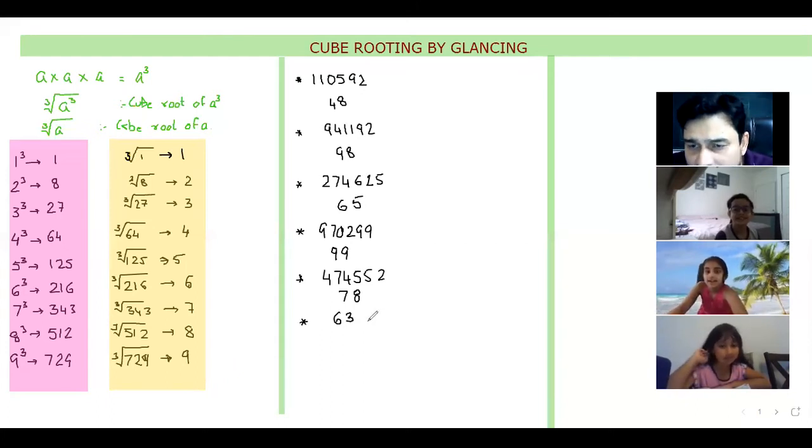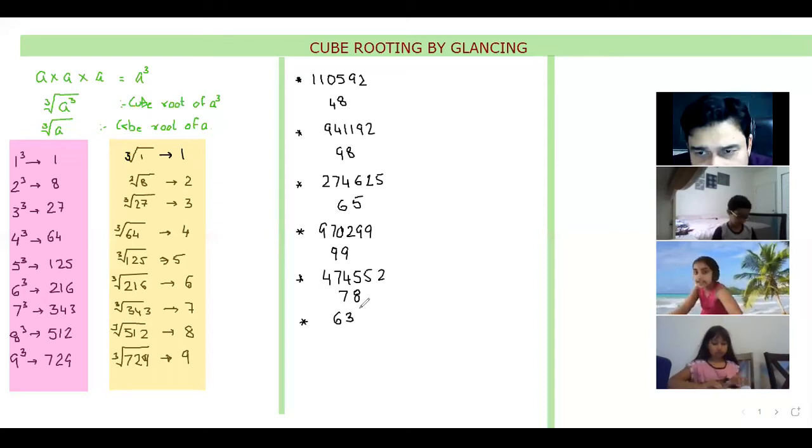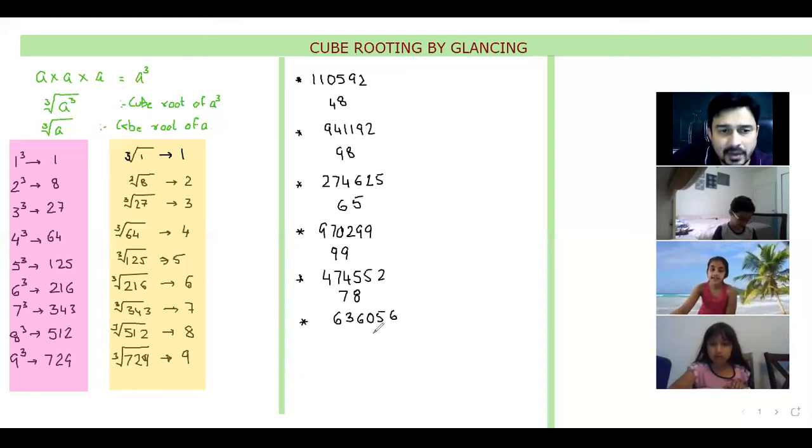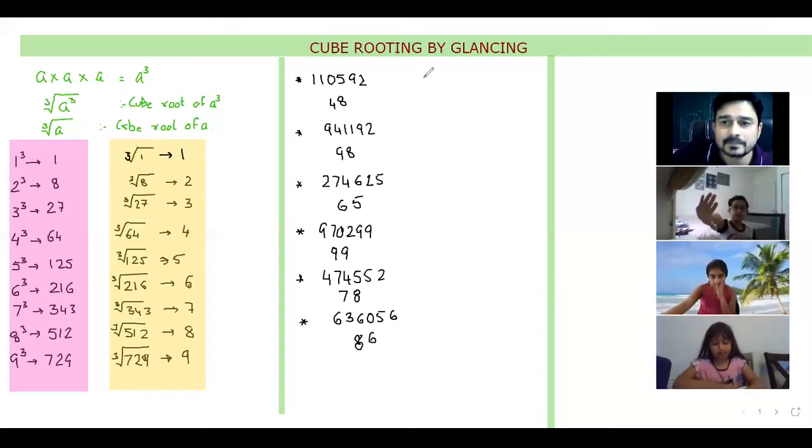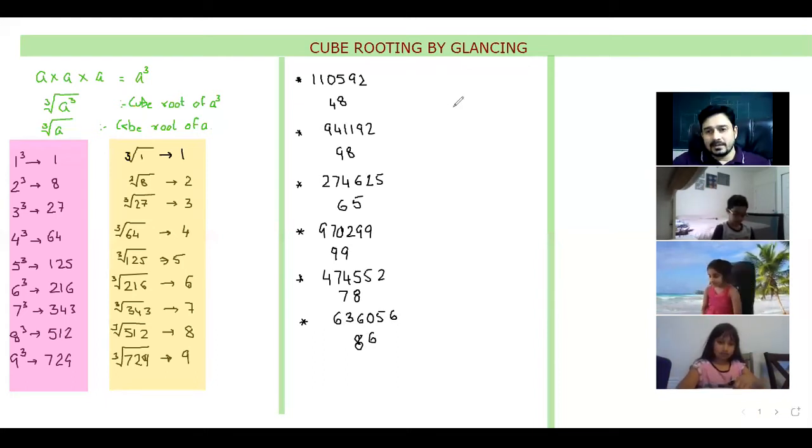636056. I can't believe this teacher actually got my answer wrong. Please tell Arpita what you were saying. 636056. So your answer is 86. Yeah, correct. Anyone else? No, there's nothing that can beat you. Okay, then. Nivan, go ahead.